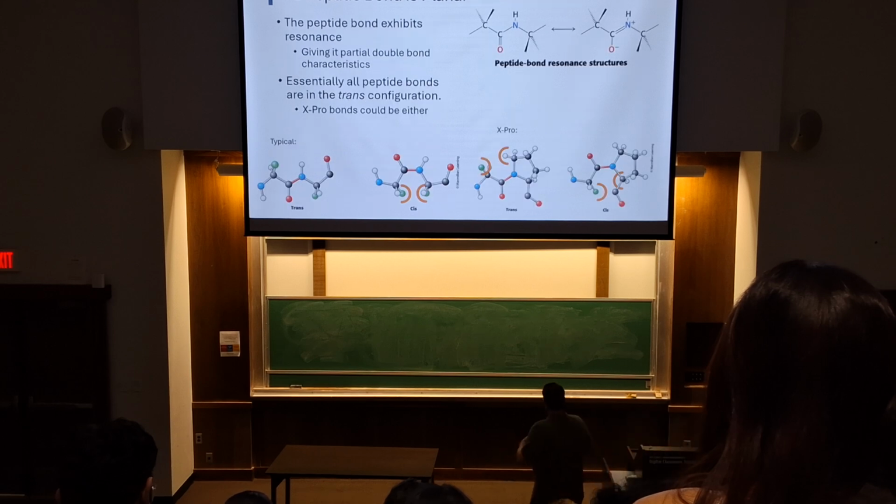Peptide bonds, right? So holding these together. We already talked about how the peptide bond forms, but what I want to bring home here is that peptide bonds are almost always in the trans, well, they're always in the trans configuration, right?